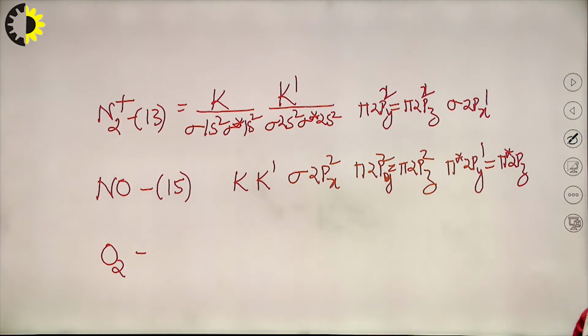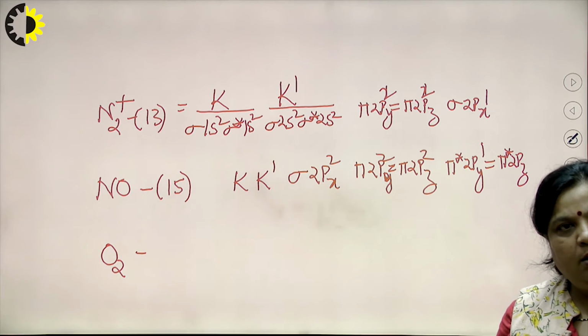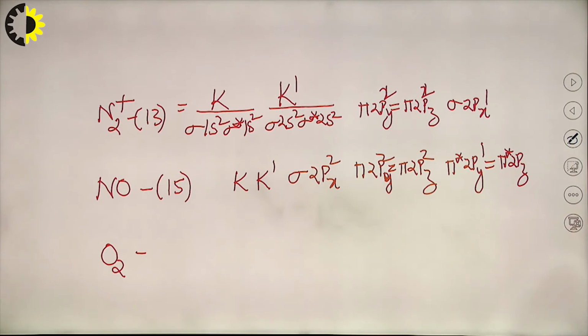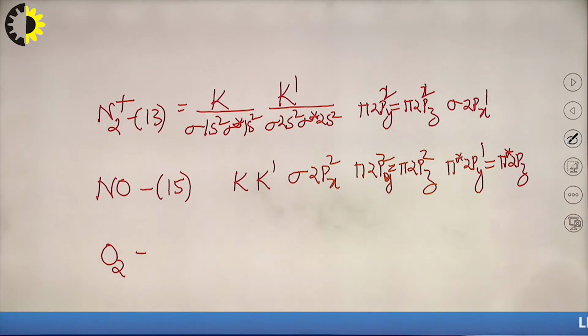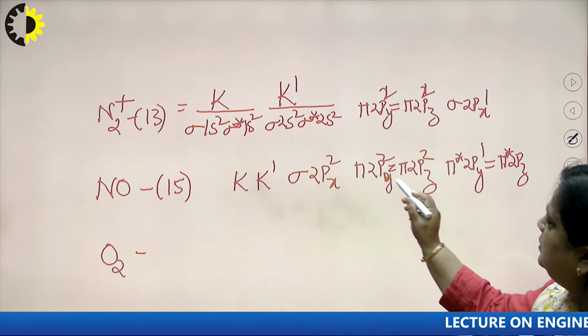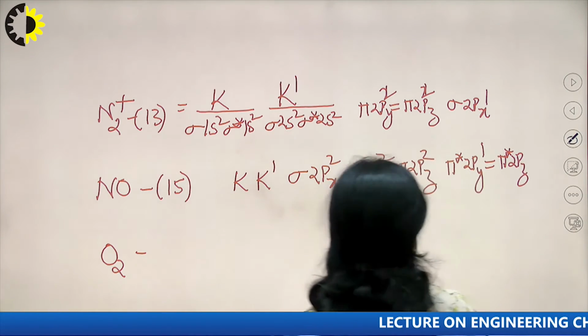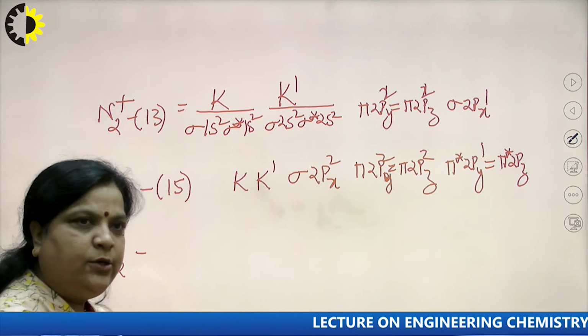So, again it is paramagnetic because there is an unpaired electron, and when we calculate the bond order, we can easily calculate it. So, 4, 5, 6, 7, 8, 9, 10. 10 minus 5 by 2, which is equal to 2.5.